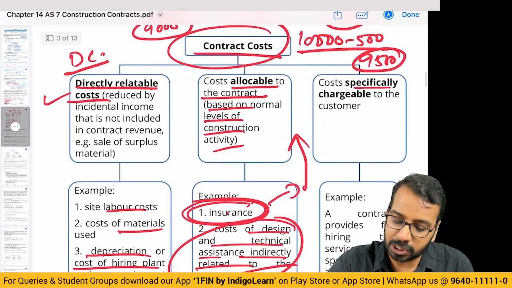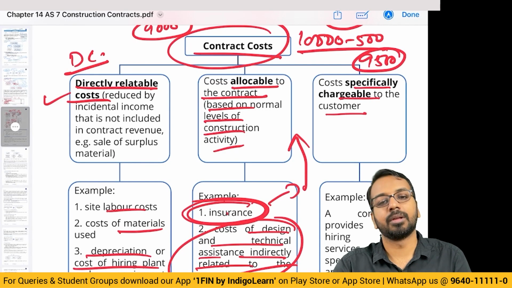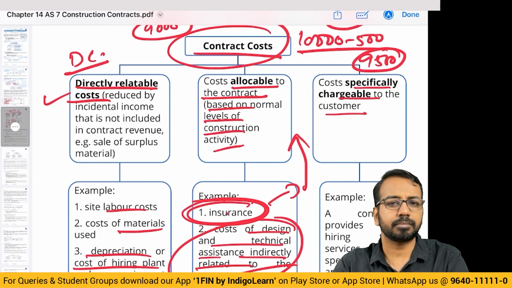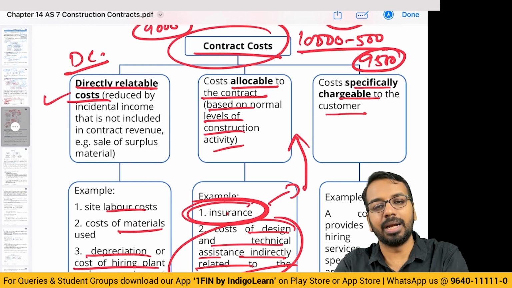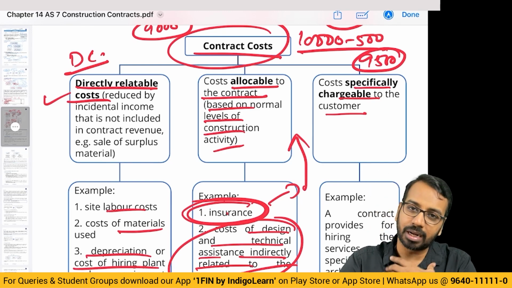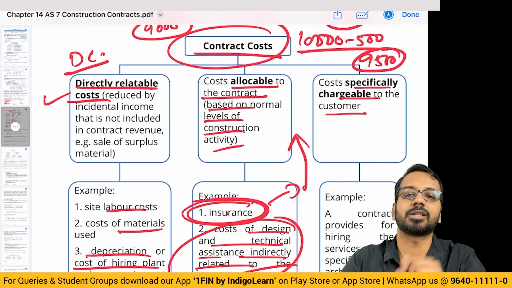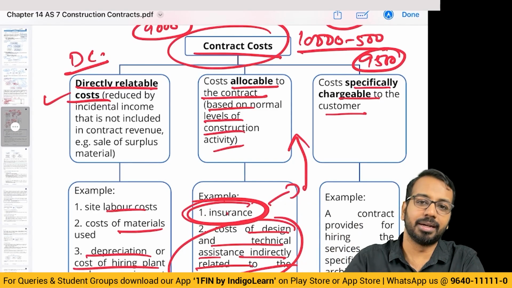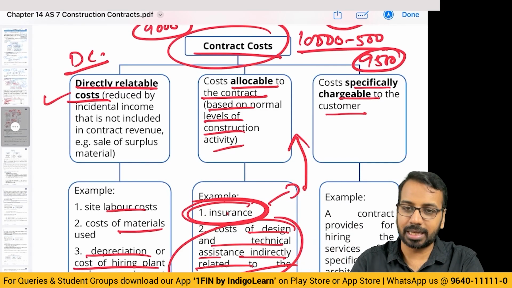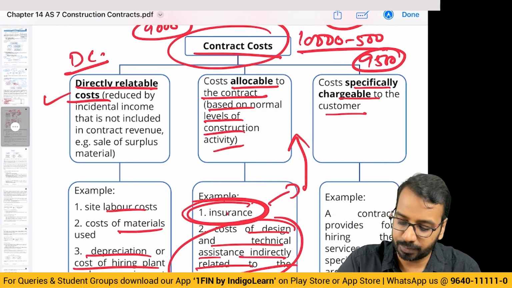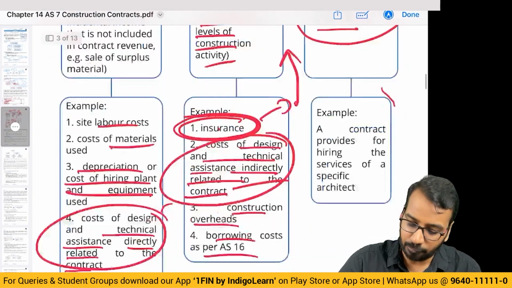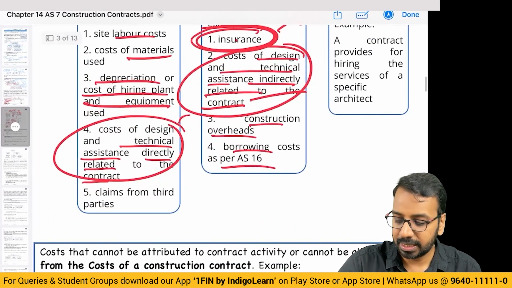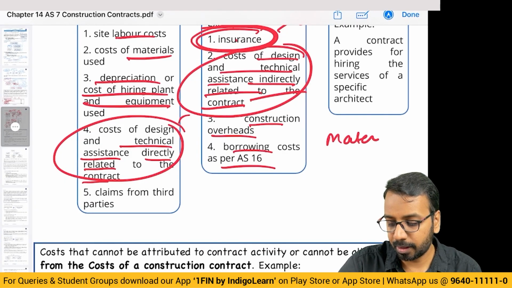Then, any cost specifically chargeable to the customer. Meaning to say, let us say I have to construct a building. For constructing the building, I need an interior designer. I don't have the interior designer. I agree with the customer that I will get an interior designer. Whatever costs are there, I will charge it to you. So that is a cost which is specifically chargeable to the customer. Now, sometimes what happens is there are materials which are unused.